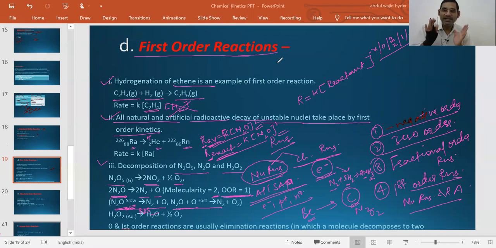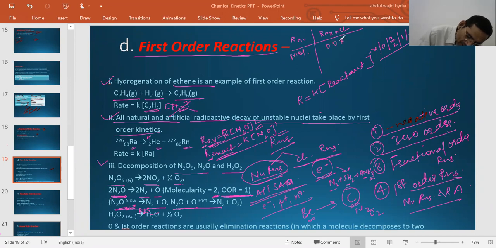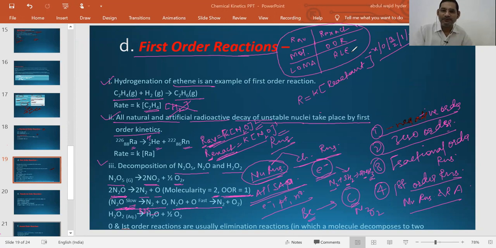That's very important. Again and again, in this chapter, either you will be talking about the rate of the reaction, that is average rate of reaction or exact rate of reaction, or you will be talking about the molecularity or order of reaction, or you will be talking about the law of mass action and rate law expression. So these three points we will be talking about in this entire chapter. So this whole chapter is only about these three things.